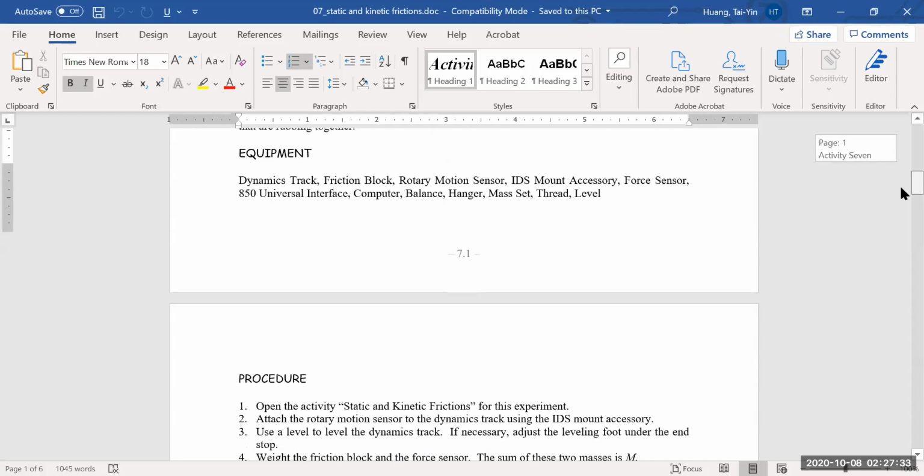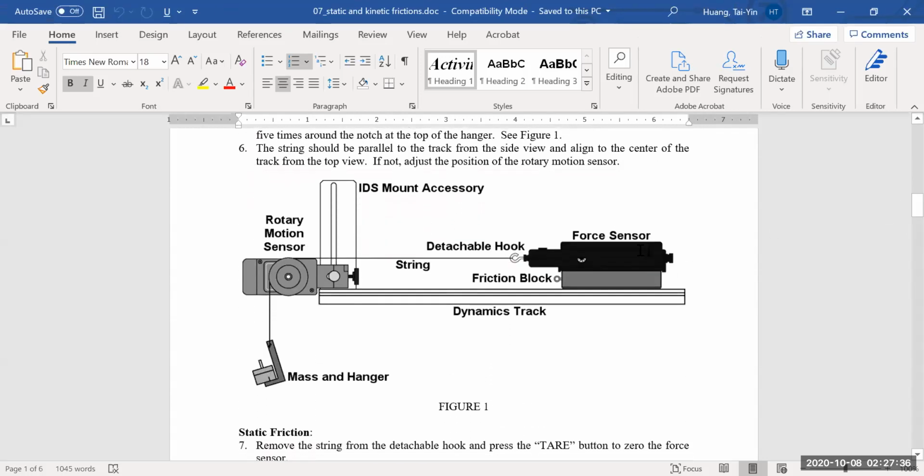All right, so the experimental setup is like this. You have the force sensor, which is used to measure the tension in the string. And this is what we call the friction block that comes with two different surfaces. Let's say you have one surface, either wood or felt pad. Let's say a wood surface in contact with the dynamics track. You tie the string to the hook of the force sensor, and have the thread wrap around the rotary motion sensor. On the end, there's a mass and the mass holder.